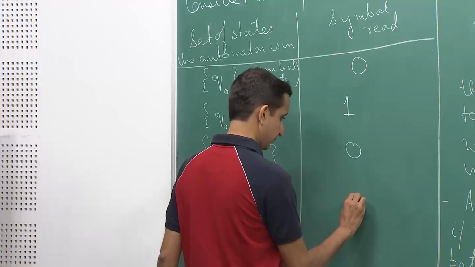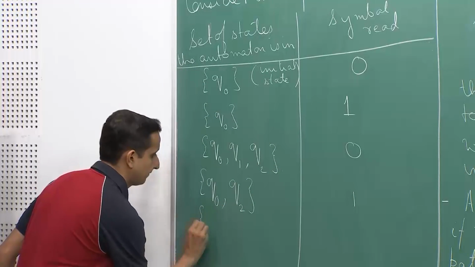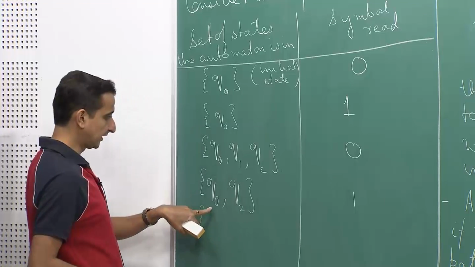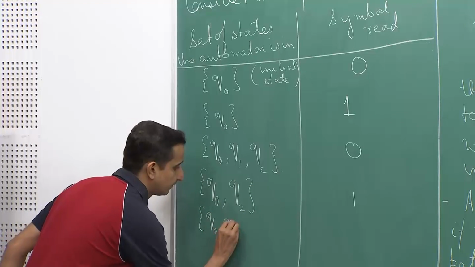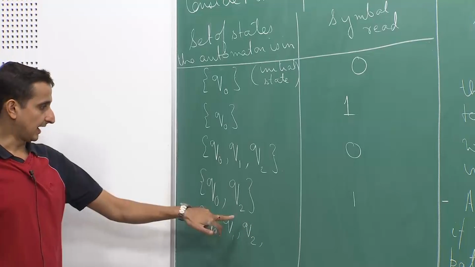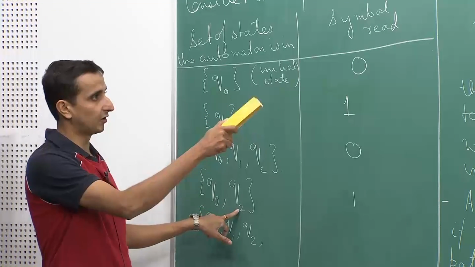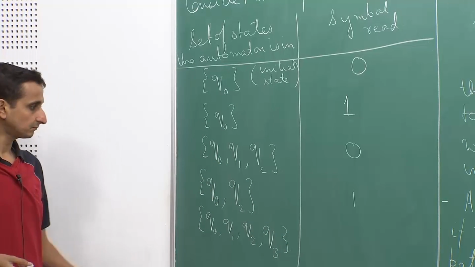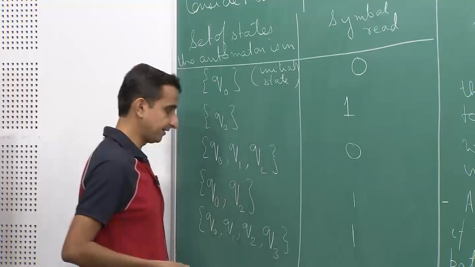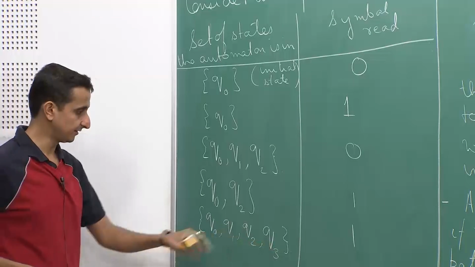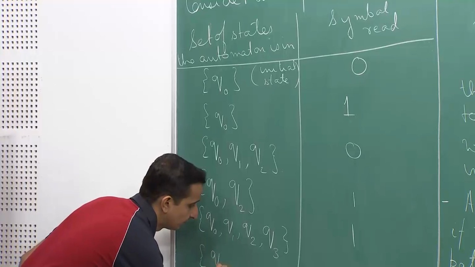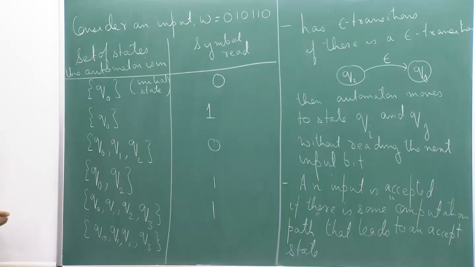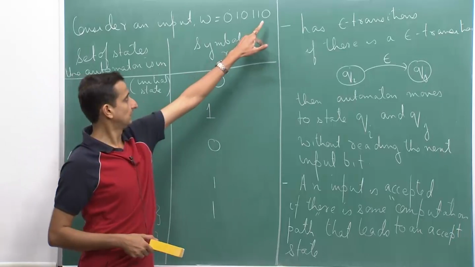The next input bit to be read is 1, and I will not go into the details of the analysis; you can figure it out. From Q0 and Q2 on a 1, we know that from Q0 on a 1 we go to Q0, Q1 and Q2, and from Q2 on a 1, if you look at the automaton, we go to the state Q3. So, we go to Q3. The next input bit is again a 1. So, again from Q0, Q1, Q2, Q3 on a 1, we go to Q0, Q1, Q2 and Q3.